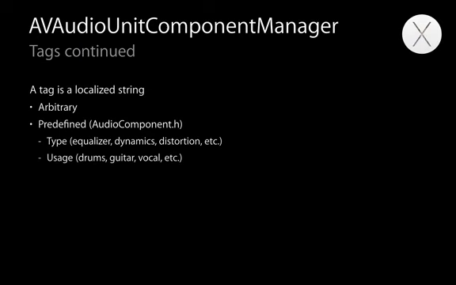A tag is a localized string in the user's own language. Swedish, Swahili, doesn't matter. They can be arbitrary, or they can be a predefined type, and these are all in audiocomponent.h. They can be either based on the type of audio unit, for example, a filter or a distortion effect, or they can be based on the intended usage, for example, an audio unit useful in a guitar or vocal track.